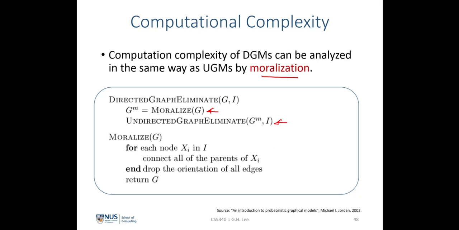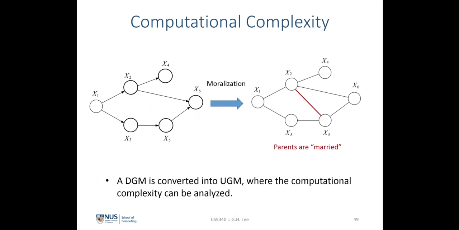A reminder here is that in the moralization step, we are preserving the factorization of the graph, but we are not preserving the conditional independences of the graph. So additional conditional independence might be introduced, or we might actually remove conditional independences from the original directed graph.